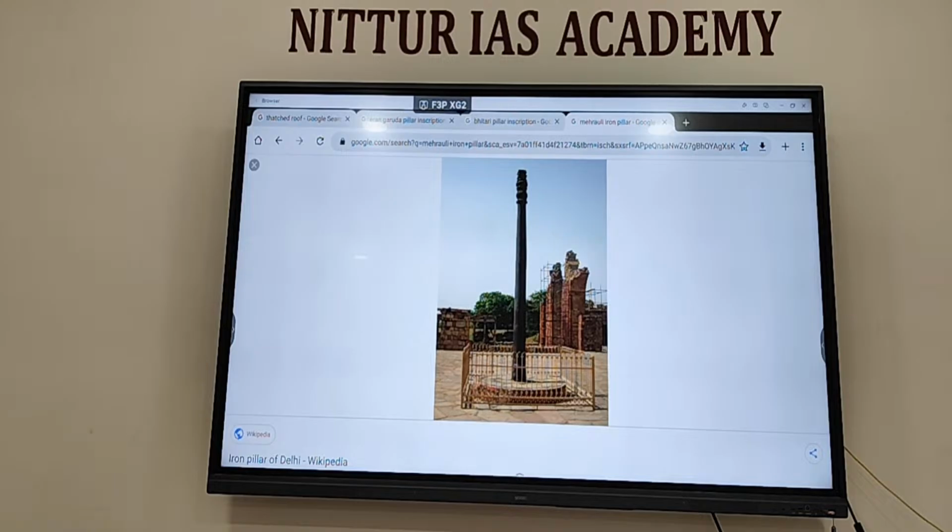It is very famous for its rust-resistant metallurgy, typically in Delhi. These are pillars of which period? The Guptas. Next we read on the stupas of the Gupta period.